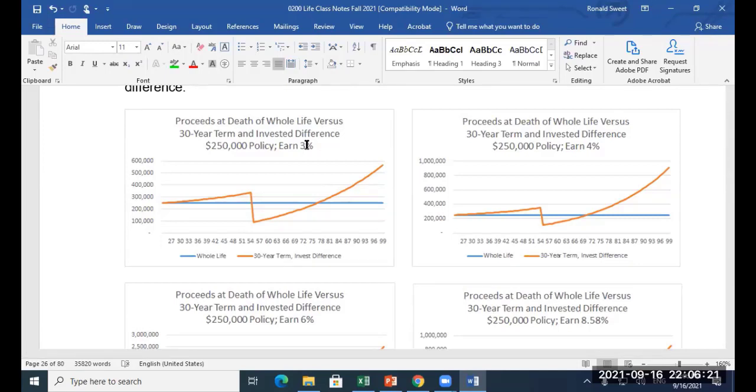What you've got to do is draw the lines, and you need to make sure you identify what the axes are. So the excess is the proceeds that you get at death. That's the y-axis. The x-axis is what actuaries call attained age. What is attained age? Attained age is your age.